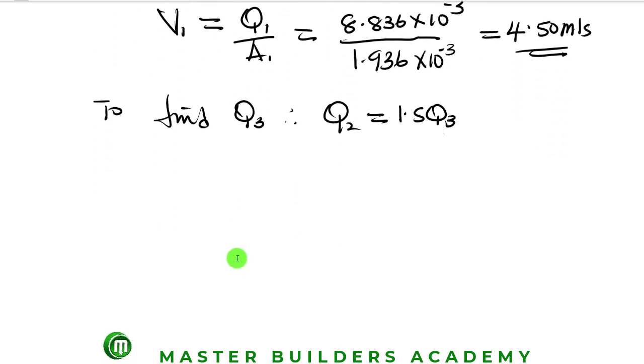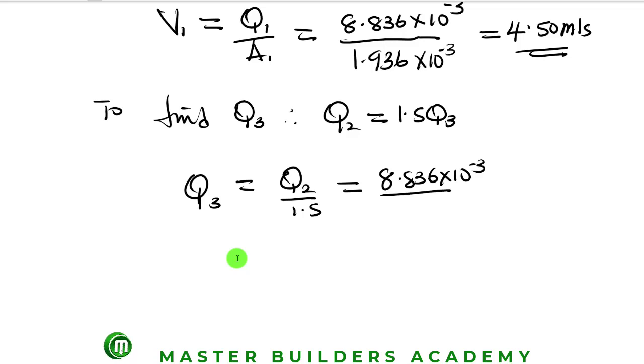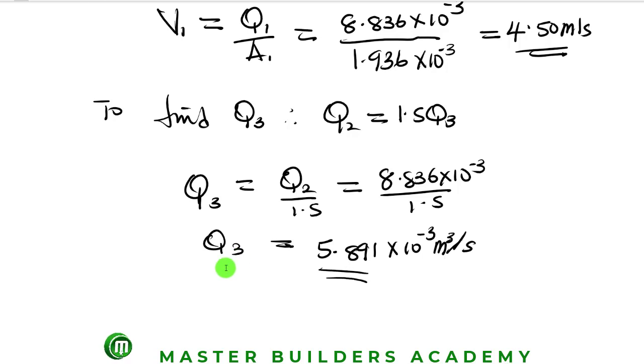So all we just need to do now is to make Q3 the subject of the formula. And if we do that, Q3 is equal to Q2 divided by 1.5. And now what is our Q2? Our Q2 is 8.836 times 10 to the power of negative 3 all over 1.5. And then we have Q3 is equal to, I hope you are following me, 5.891 times 10 raised to the power of negative 3 meter cube per second. So guys, this is the result for Q3.